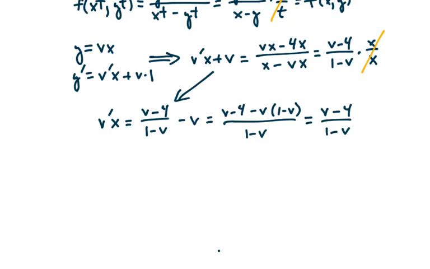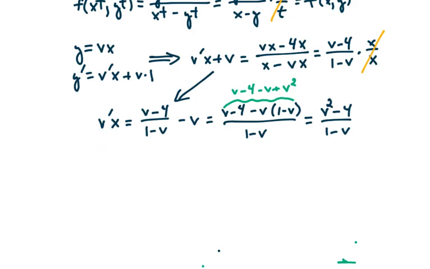Ooh, sorry, that's going to be a v squared. There we go. So let me write that out. This part here is v minus 4 minus v plus v squared. So the two v's cancel out. I've got a v squared minus 4 on top, a 1 minus v on bottom. And I've got this v prime, which is dv/dx, times x.